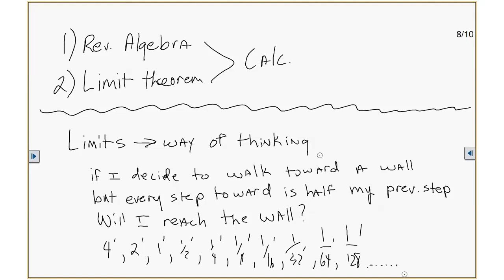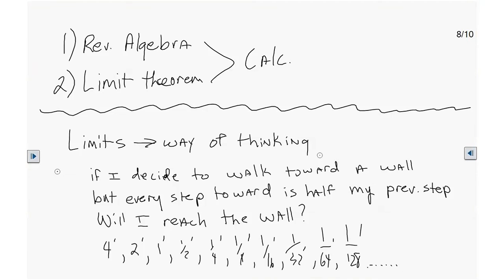Think about it. Good job. That's exactly what you're supposed to say. You'll get right up to it, but you never will what? Now let that sink in for a minute, because that is very important. You never will reach the wall. Mathematically, you never will reach it. You can start with a 6-foot stride. You never will reach it.